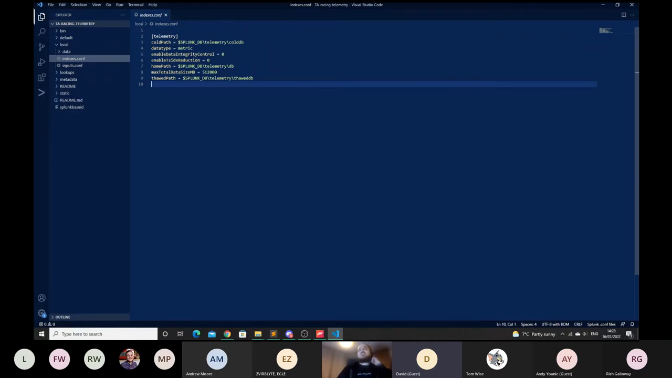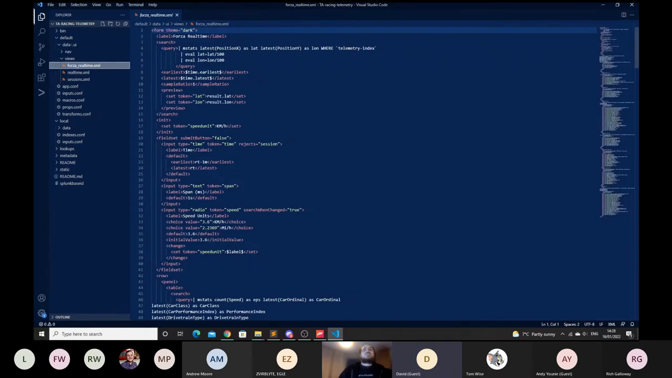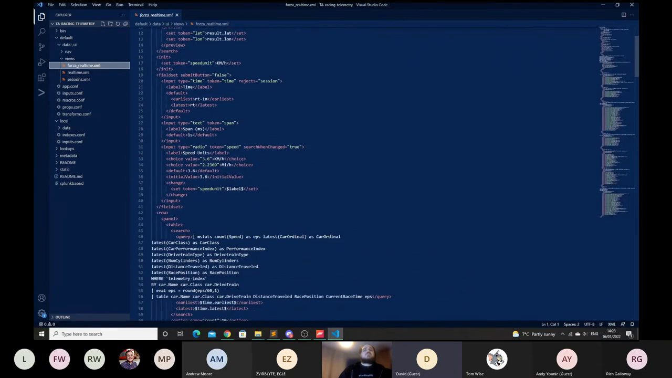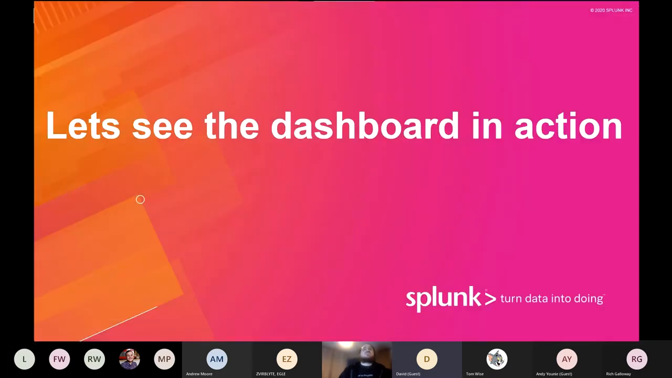And just to quickly show off the telemetry index, it's just a basic metrics index called telemetry. This is based on the number of dashboards that there are. So here it's got this macro called telemetry index, and under macros it looks at index equals telemetry, source type equals racing dash telemetry. So that's what this is based off of.